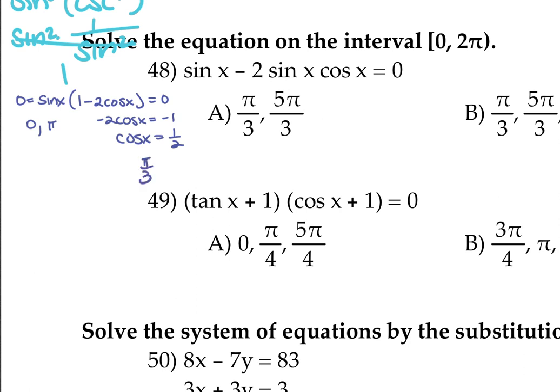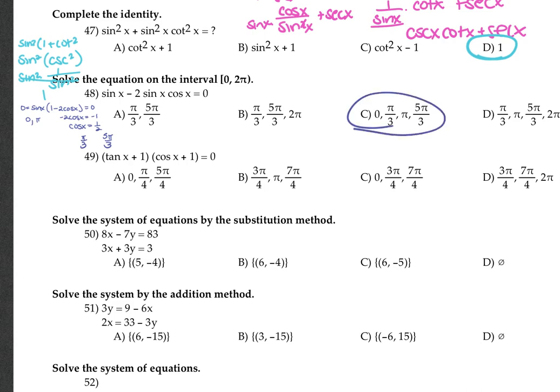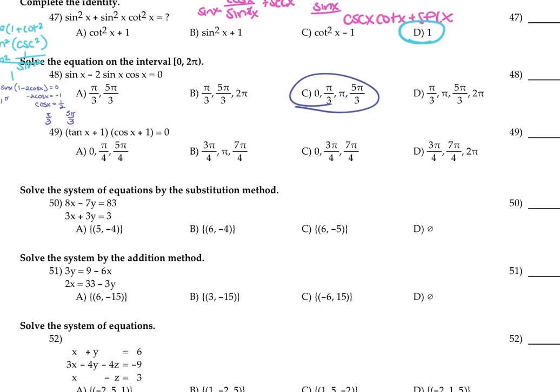And then cosine is also 1 half at 5 pi over 3. So I'm looking for four answers: 0, pi, pi over 3, and 5 pi over 3.